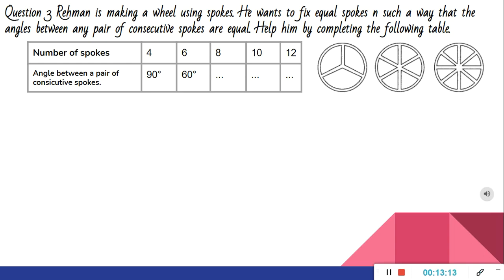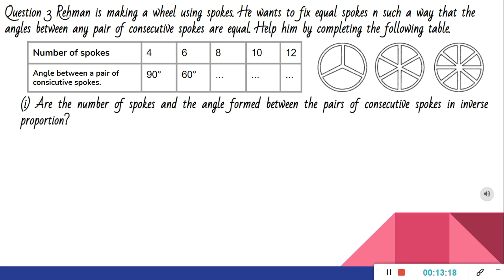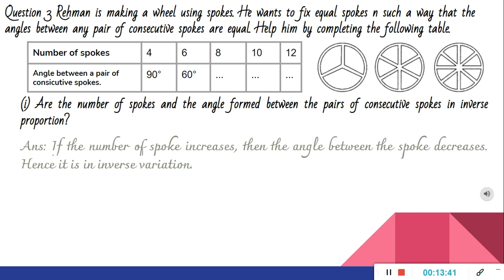Let's see. So the first question given is: are the number of spokes and the angle formed between the pairs of consecutive spokes in inverse proportion or not? So from the above table we can observe that 4 into 90 is equal to 360. The same way, 6 into 60 is equal to 360. So the products x1 y1 and x2 y2 are equal. So that is why we can say that the two quantities are inversely proportional.